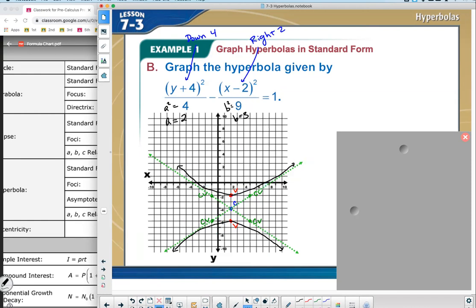These asymptotes would follow this equation. It's always going to be the y minus k. So let me write it up here, asymptotes. It'll be the y minus k, which in this case is y plus 4, equals plus or minus the rise over run. So let's think, which one's the rise quantity? Is it the y quantity or the x quantity? Which one would be rise? The y. So it'll be 2 over the run quantity, which is 3, times x minus 2. There's your equation in point slope form.